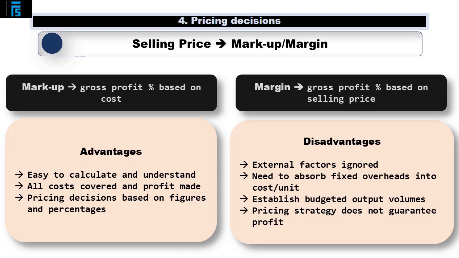Other disadvantages are: in order to find the full cost, we need to absorb the fixed overheads into the cost per unit, and therefore a basis for absorbing those costs needs to be established. Budgeted output volumes will also need to be established to perform the task of overhead absorption. And the pricing strategy doesn't guarantee a profit. If sales are lower than forecast, fixed costs may not be covered.